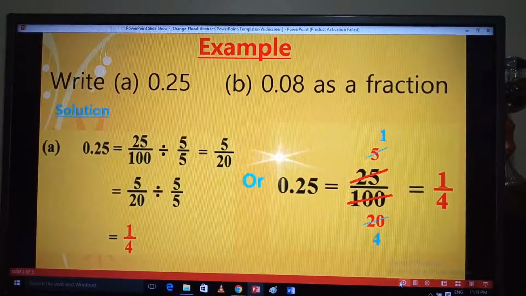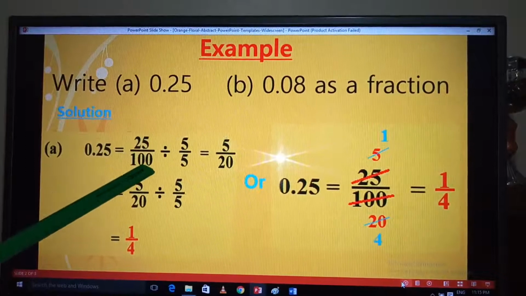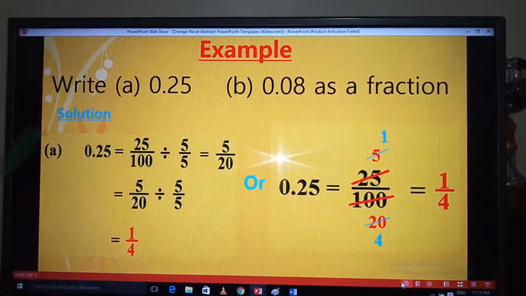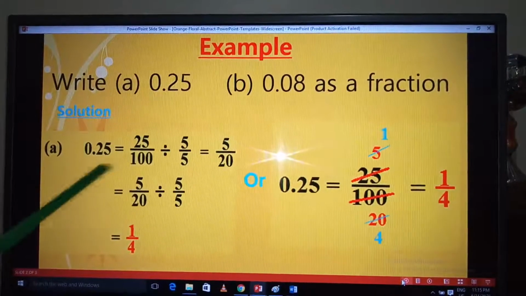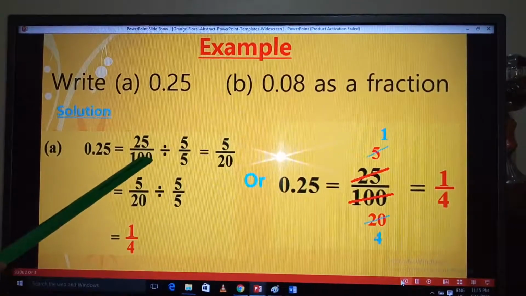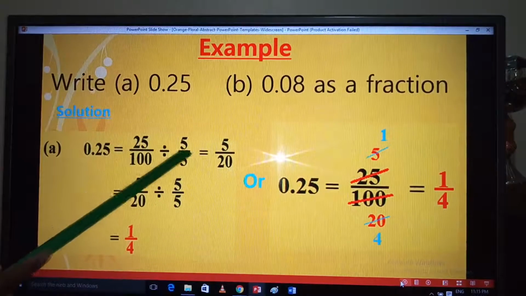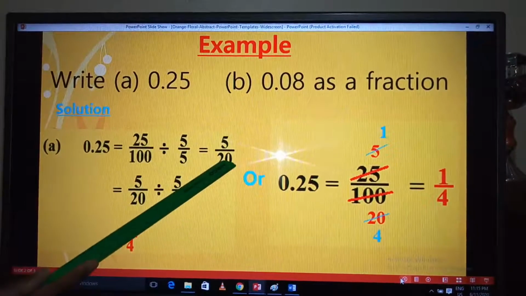The next thing you ask yourself is, which number can divide both 25 and 100 without a remainder? The number that can divide both without a remainder is 5. So 25 will be divided by 5, and again 100 will be divided by 5. So 25 divided by 5 gives us 5, and 100 divided by 5 gives us 20.